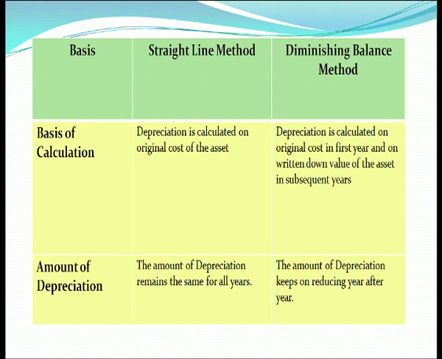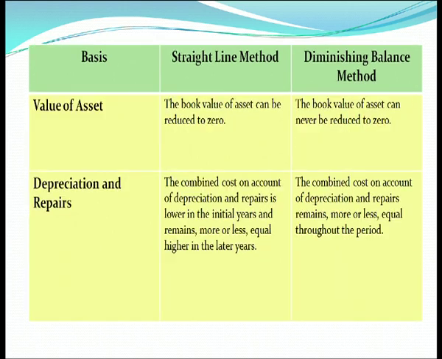Second basis in terms of amount of depreciation. The amount of depreciation remains constant, and you've also understood and seen it in the example that the amount did not change because it was calculated on the original cost. Whereas in case of the diminishing balance method, the amount of depreciation keeps on declining, it keeps on reducing year after year. The third basis is in terms of the value of the asset. The book value of the asset under straight line method can be reduced to zero because every time you are calculating it on the basis of the original cost. Whereas in case of diminishing balance method, the book value of the asset never turns to zero, it cannot be reduced to zero.